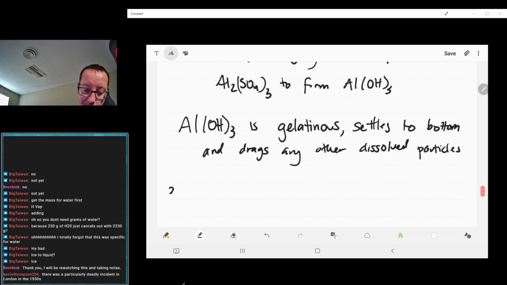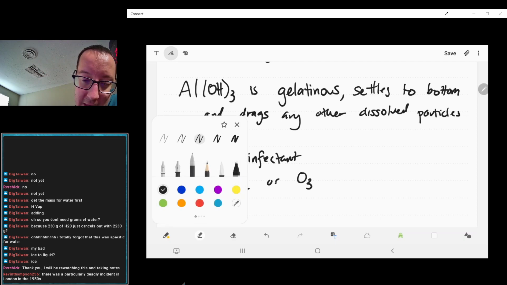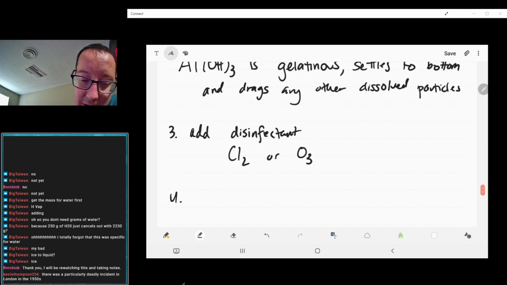Afterwards, we'll add a disinfectant. Typically that's chlorine or ozone. Chlorine is the best choice. Well, no, it's actually the worst choice. Never mind. And actually, we sometimes will aerate it as well. That can happen before or after. Let's put that as step 2.5.